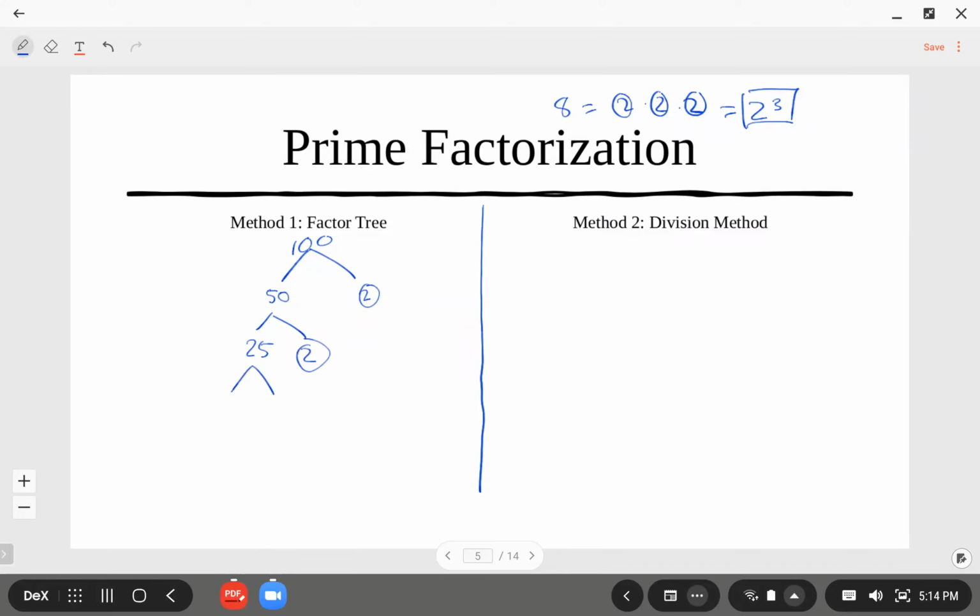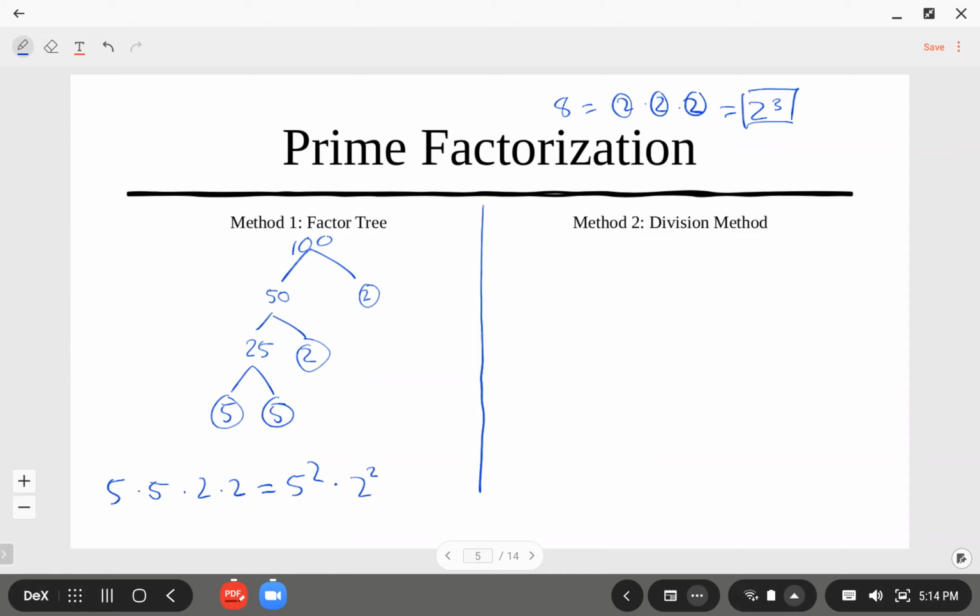25 is the square of 5, right? So we can just write 5 and 5, which is a prime number. And here we have it, a prime factorization of 100, right? 5 times 5 times 2 times 2. And remember to simplify into 5 squared times 2 squared.